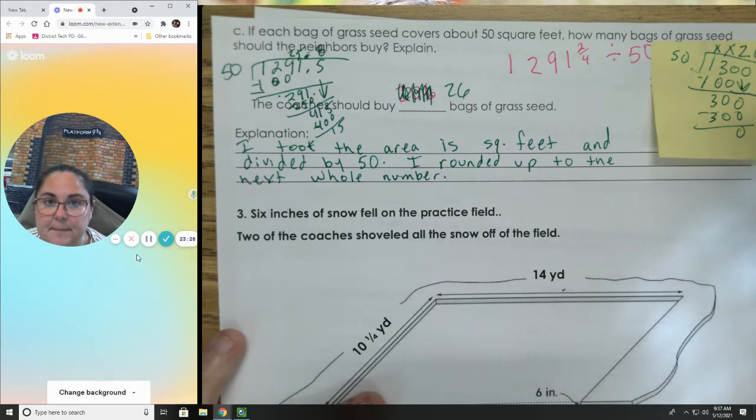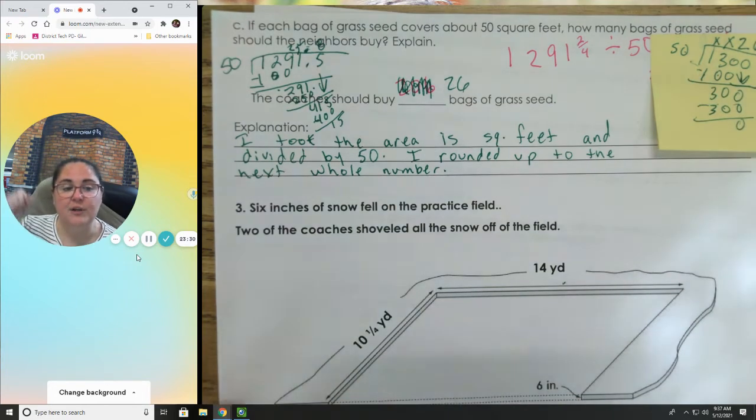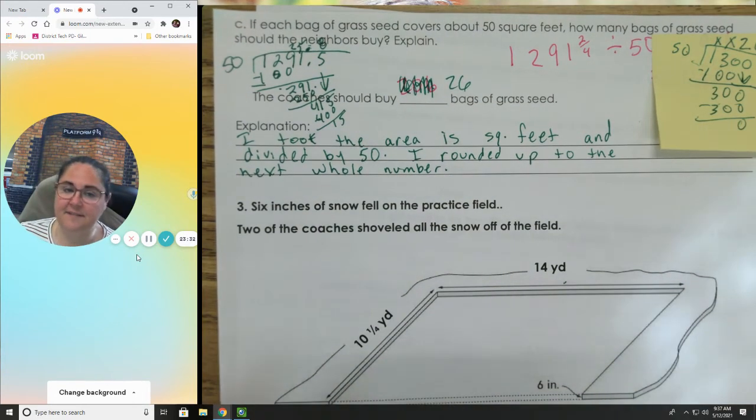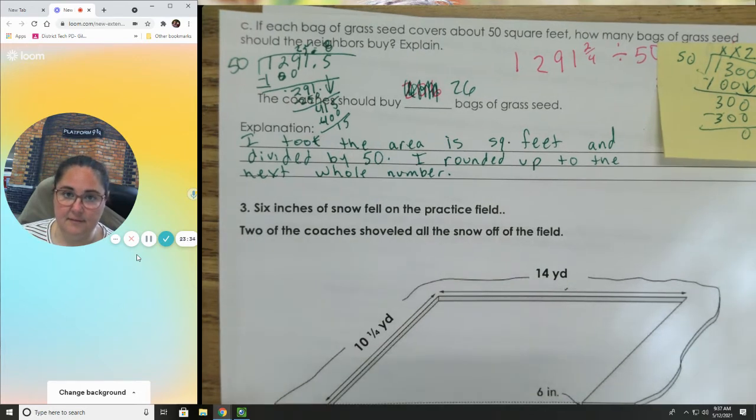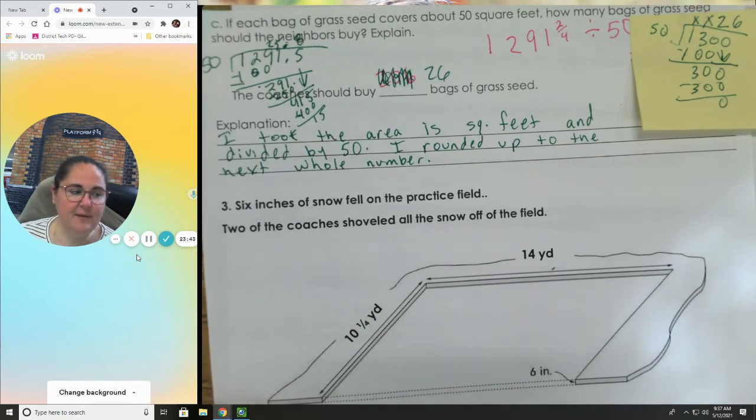I divided. Now, you need to tell me what you divided. I divided the area divided by 50. That's what you need to do. Okay? Take a minute, write this down if you need to. Go.